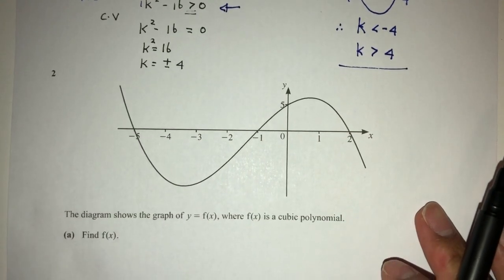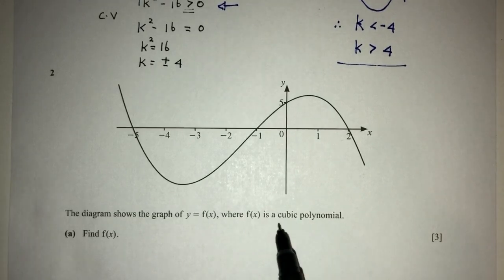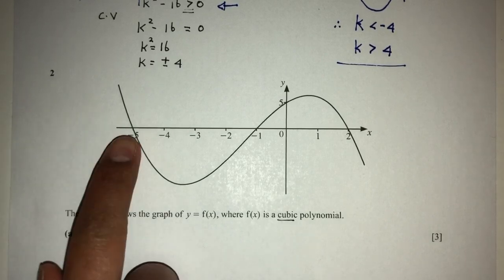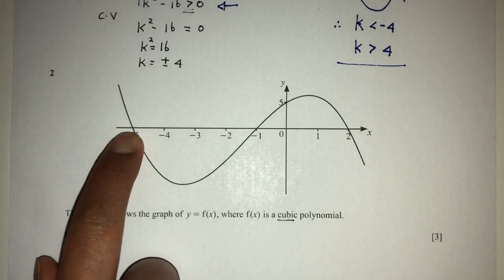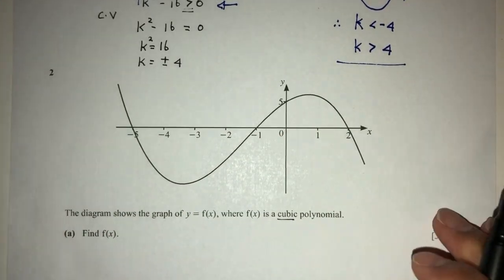Now let's move on to question number 2. The diagram shows the graph of y equals f of x, which is a cubic curve. Okay, cubic equation. Now part 1 is to find f of x. So step by step as always. The first thing we can see is that the curve passes through 3 points on the x-axis, so we have 1 point, 2, and 3. So let's find out the 3 solutions.